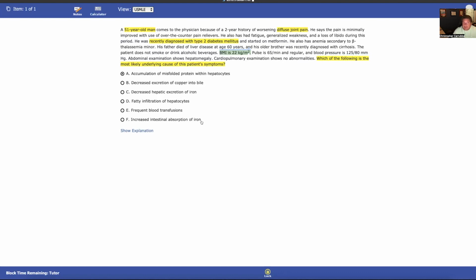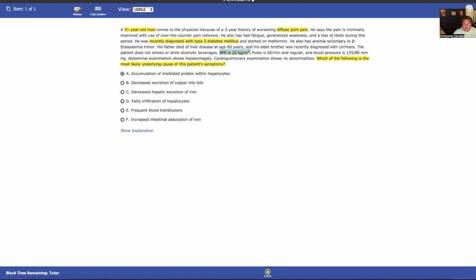Now, you could just pick this because it's the last answer standing, but I do still like to think through it and make sure that I have good reasons to pick it. So let's look at it all. First and foremost, the age works. Most patients with hereditary hemochromatosis, men at least, present between ages 40 and 60.